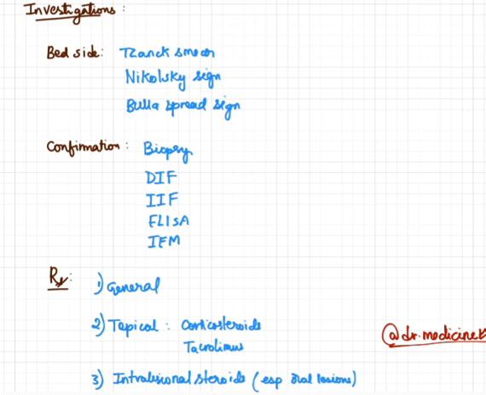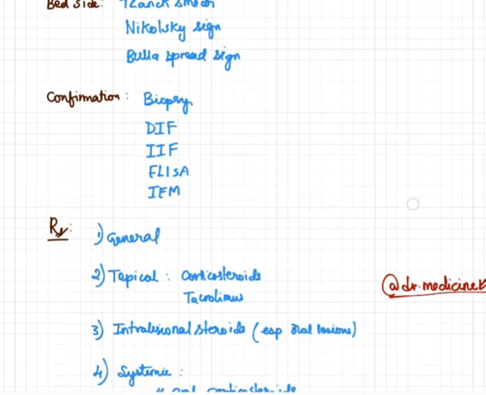Then for confirmation, we do biopsy and direct immunofluorescence, indirect immunofluorescence, then ELISA and immune electron microscopy. DIF and IIF are more important. We see characteristic patterns like the row of tombstones appearance on biopsy, and in DIF we see a fishnet-like pattern, and with IIF and ELISA we can monitor the disease activity.